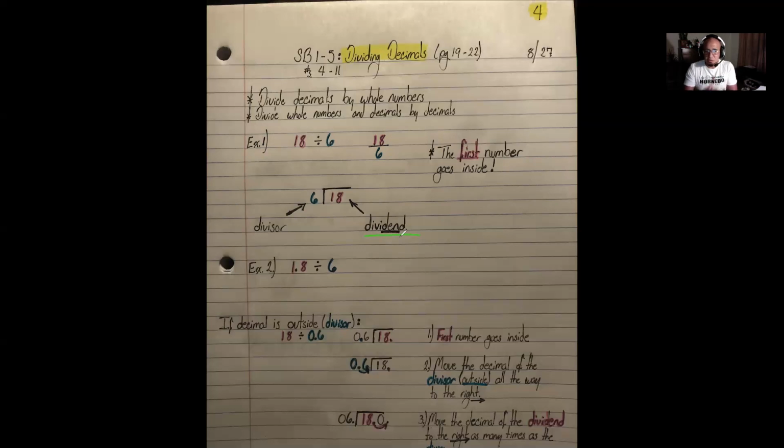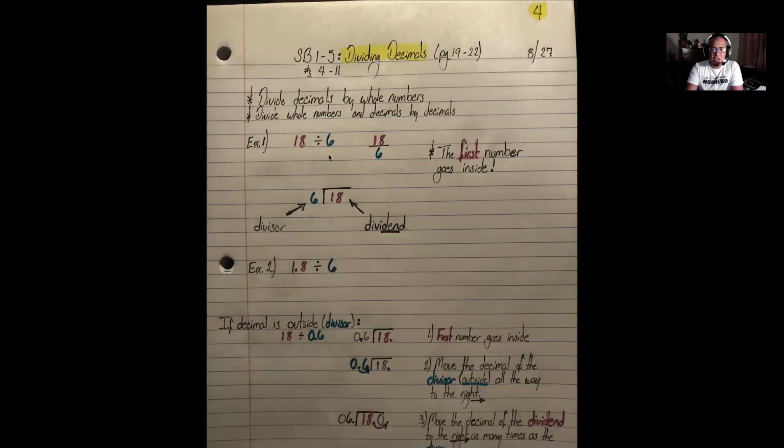A student once told me that she remembered this by thinking of it as a den, and so the dividend goes inside the den, or the division box, and the outside number is known as the divisor, and so that one is on the outside. Okay, so the first number goes inside, that is the dividend. The number on the outside, the number that we're dividing by, that's called the divisor. So just a few terms for us to know.